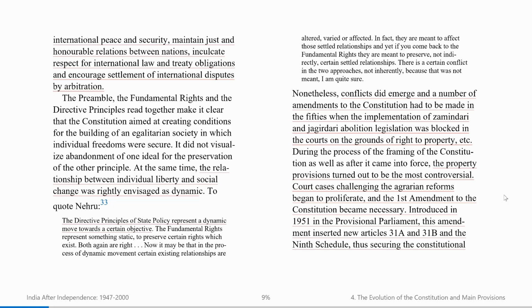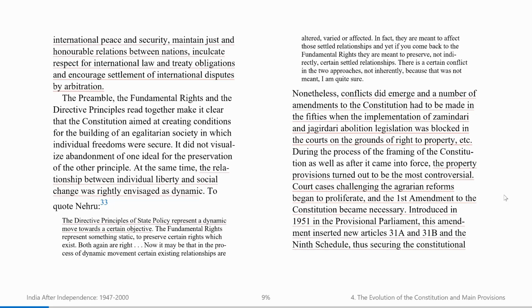DPSPs basically are even more interesting. They represent a dynamic move towards a certain objective. Okay. Fundamental rights is something static. That's what Nehru says. Right? Both are right again. In the process of dynamic movement, certain existing relationships are altered, varied, and affected. In fact, they're meant to affect those settled relationships. And yet, if you come back to the fundamental rights, they're meant to preserve, not indirectly, certain settled relations. And therefore, there is certain conflict between the two. Right? Okay. The idea is that there's one dynamic, DPSP, where we want to grow. On the other hand, fundamental rights is like the status quo.